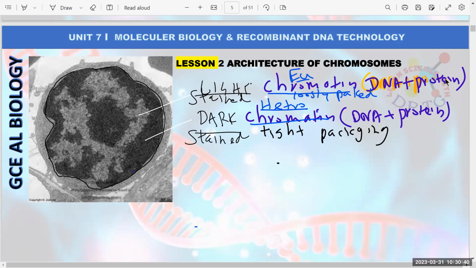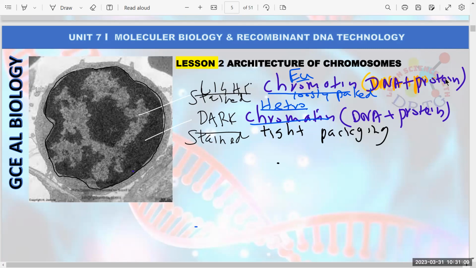We can see euchromatin and heterochromatin in the staining section of an electron micrograph. Heterochromatins are dark and tightly packed, and euchromatins are light and loosely packed. Another explanation: the light areas are very active, so they can provide codes to make proteins.